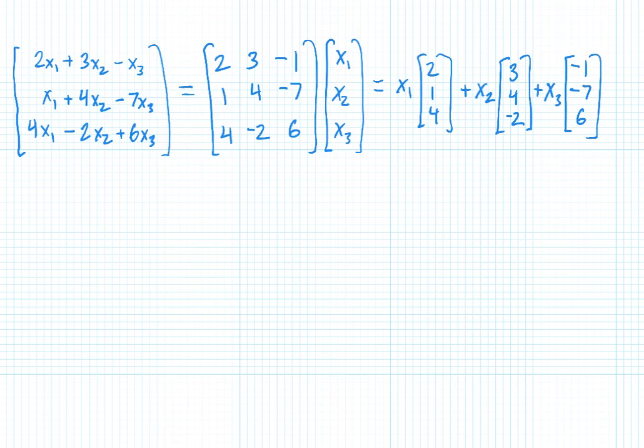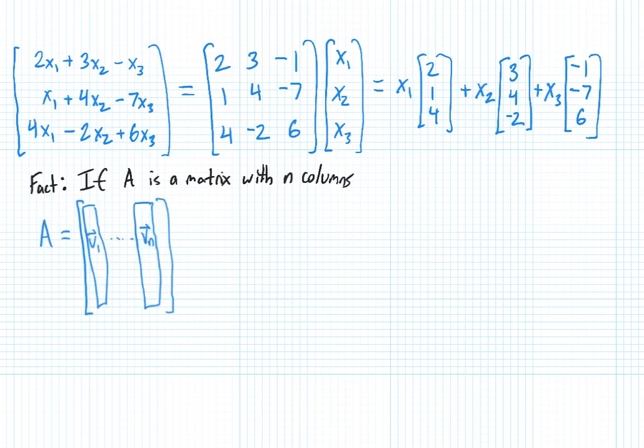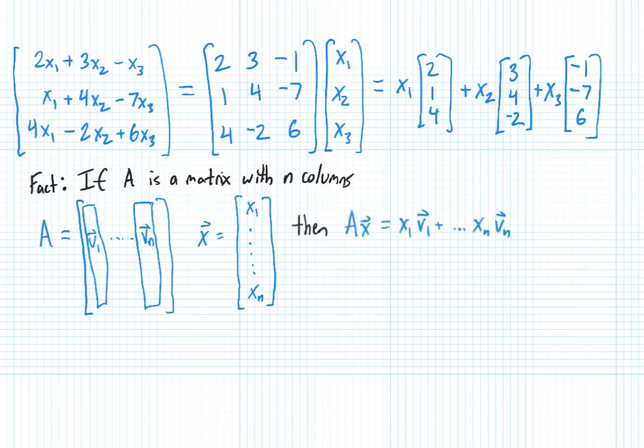Okay, so now the thing I want you to observe is that these vectors that appeared just now, (2, 1, 4), (3, 4, -2), and (-1, -7, 6), those vectors are the columns of the matrix. And so what just happened is an illustration of a general fact, that if A is a matrix with n columns, and if we label those columns v1, v2, v3, and so on all the way up to vn, and if we write x as the vector whose entries are x1 to xn, then A times x is x1 times v1 plus x2 times v2, and so on, all the way up to xn times vn.